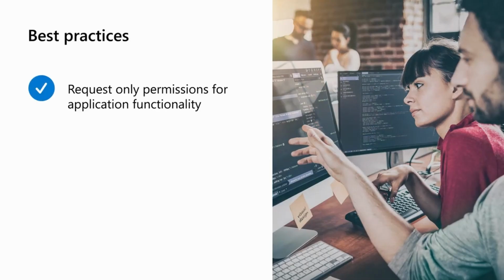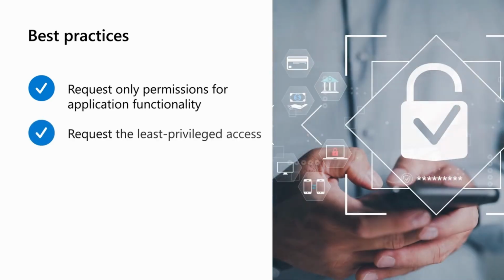Let's consider some developer best practices. Only ask for the permissions required for implemented application functionality. In addition, when requesting permissions for application functionality, you should request the least privileged access. For example, if an application analyzes a user's email but takes no action on the mailbox, you shouldn't request the more permissive mail.readWrite when mail.read will work.